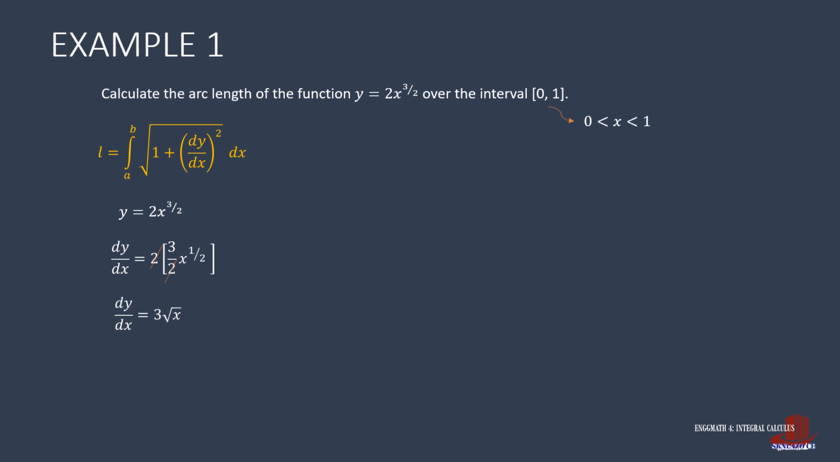The next thing to do is to plug this derivative and the limits in the formula. So we get the integral of the root of 1 plus the square of 3 root of x dx with limits from 1 to 0. Expand the square and have L as the root of 1 plus 9x dx.